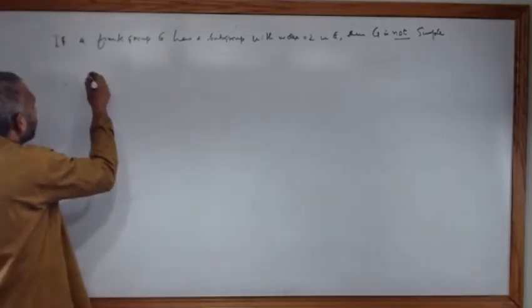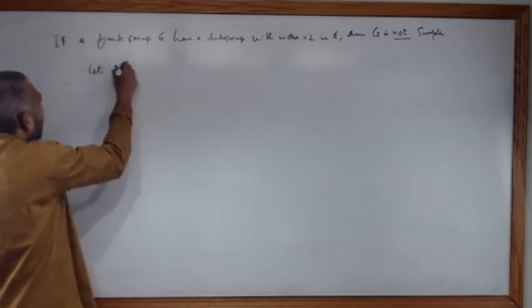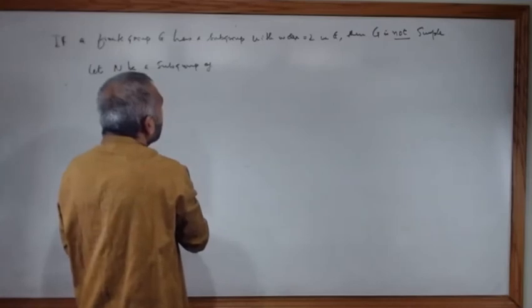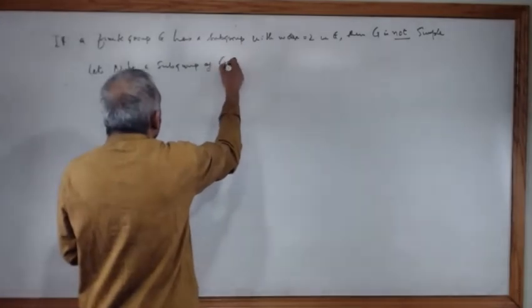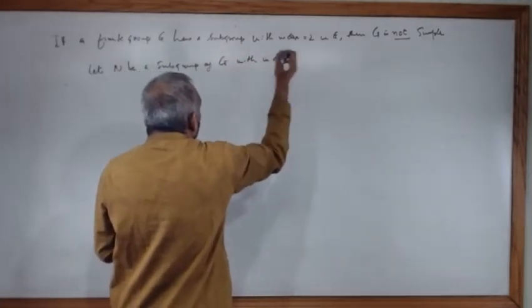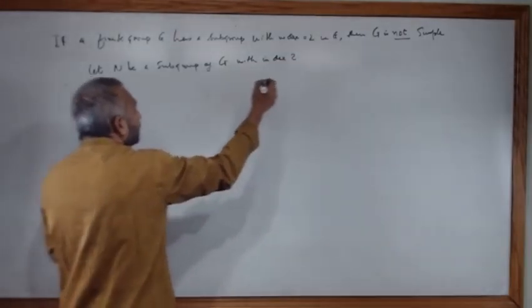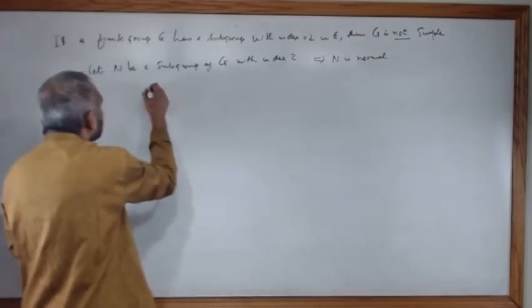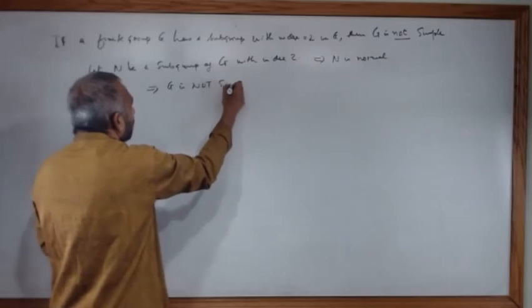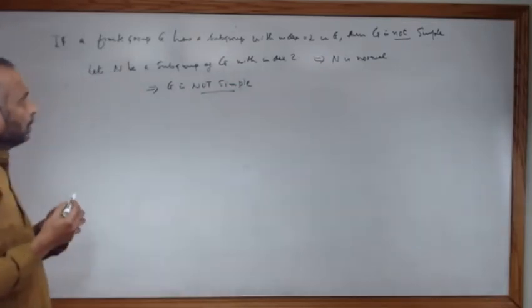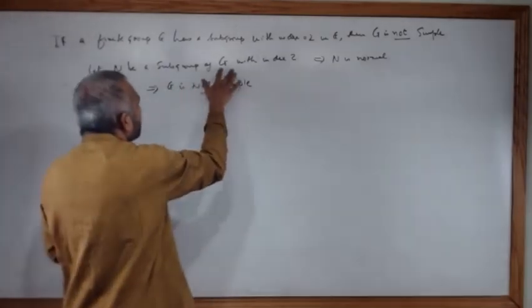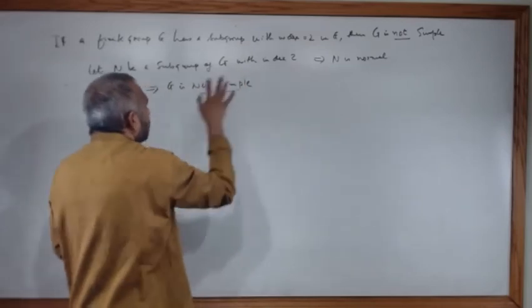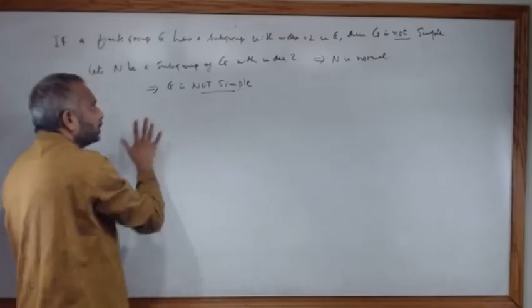So let N be a subgroup of G with index 2. That means N is normal. You already proved that. And that implies G is not simple. Because if there are two left or right cosets, then that subgroup is a normal subgroup. And if it has got a proper normal subgroup, it is not simple.